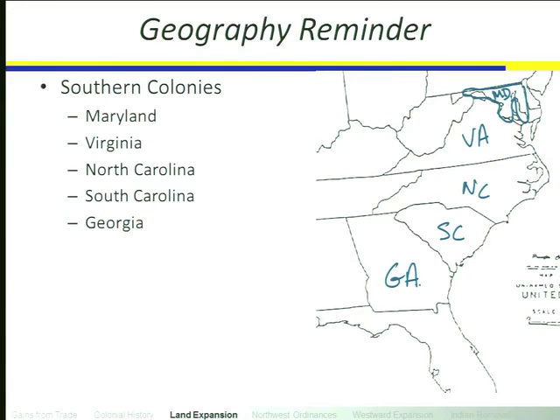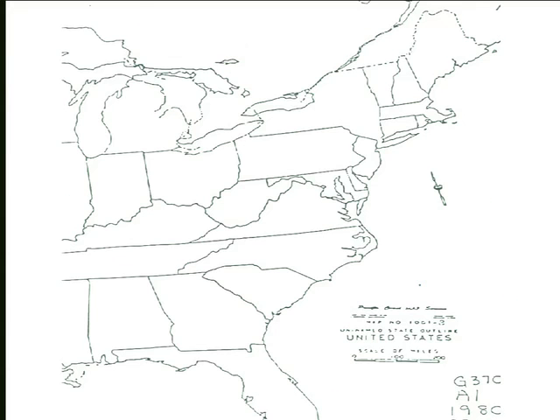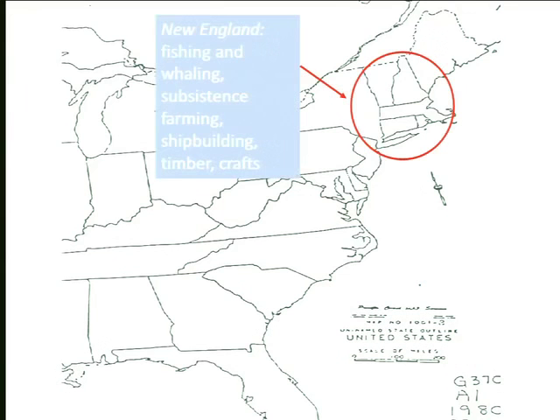All right. Activities. What's this map supposed to be? I don't know what's supposed to be on this map. Oh, this is where the activities come in. What are the various activities in the New England region? The New England region was known for fishing and whaling, for subsistence farming, for shipbuilding, for timber and crafts. So if you print out the slides, you don't have the map, but you have the list. So that's what's going on in New England.